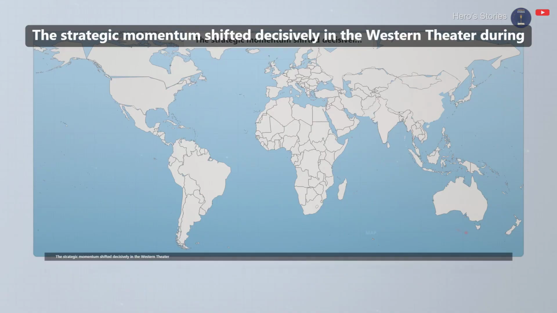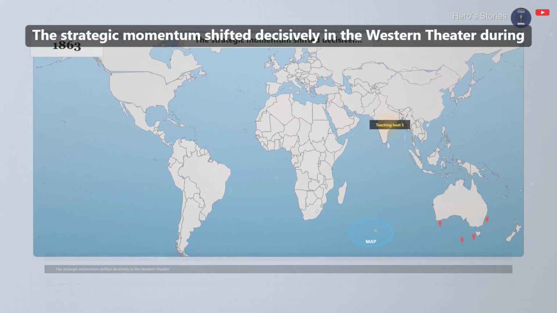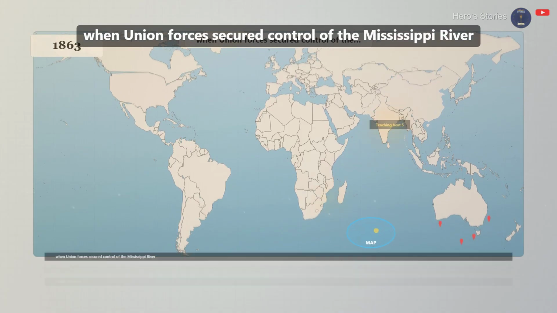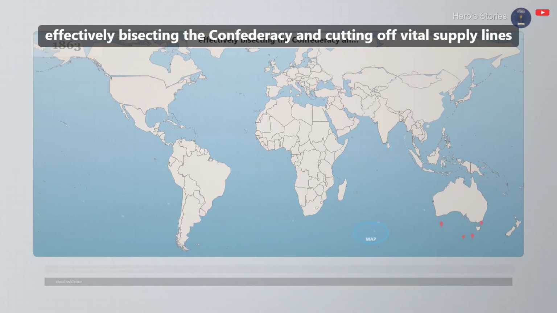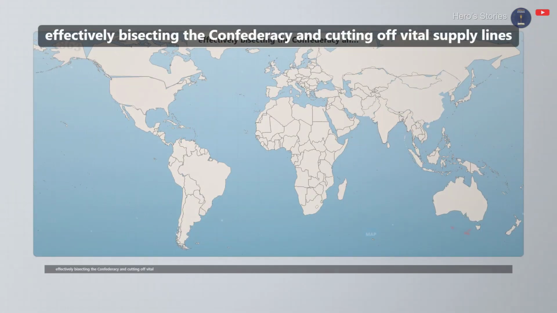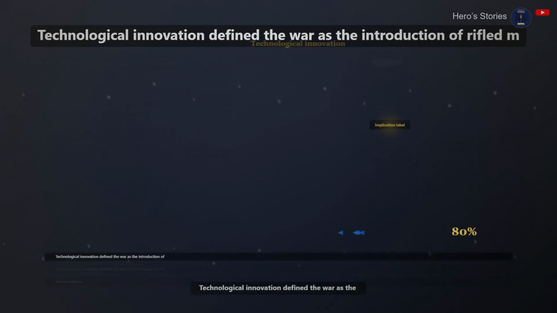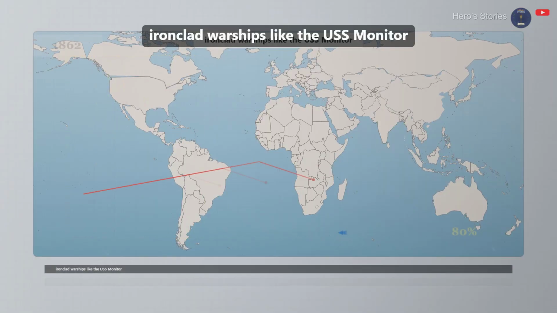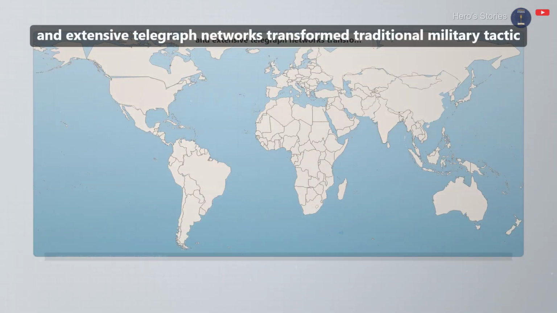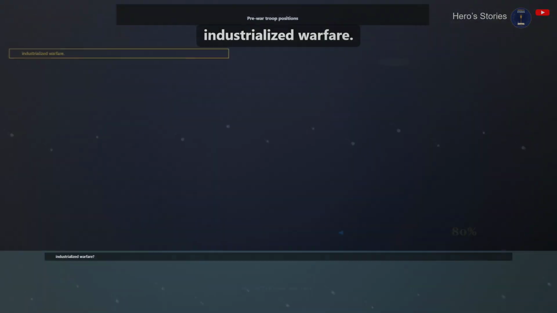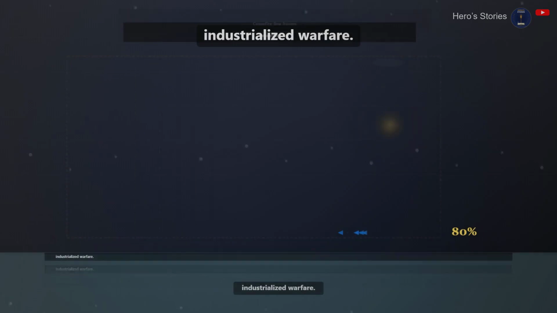The strategic momentum shifted decisively in the Western Theater during 1863, when Union forces secured control of the Mississippi River, effectively bisecting the Confederacy and cutting off vital supply lines from Texas and Arkansas. Technological innovation defined the war, as the introduction of rifled muskets, ironclad warships like the USS Monitor, and extensive telegraph networks transformed traditional military tactics into a precursor of modern, industrialized warfare.